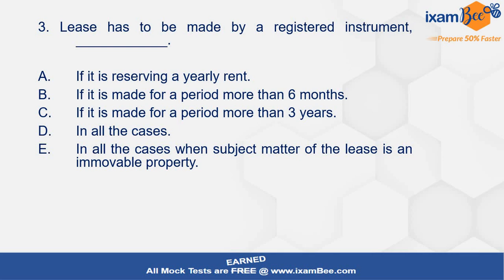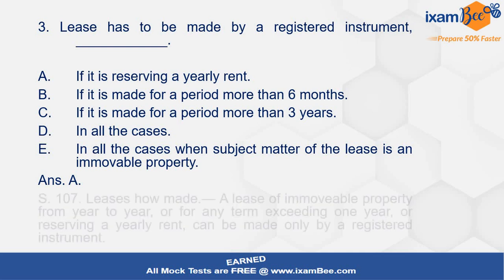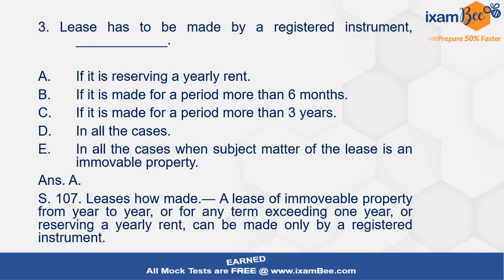So when the lease has to be made by a registered instrument, this is what is the question, and the correct answer is A, that if it is reserving a yearly rent then it has to be made by a registered instrument. So the correct section for this is section 107, which talks about how a lease is made.